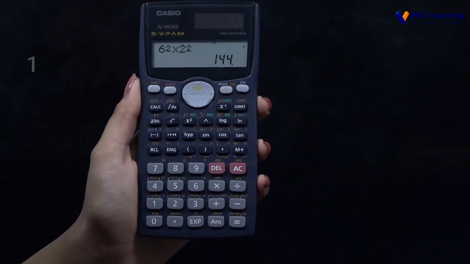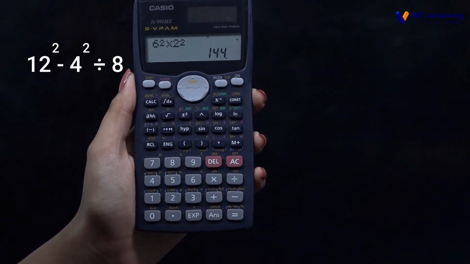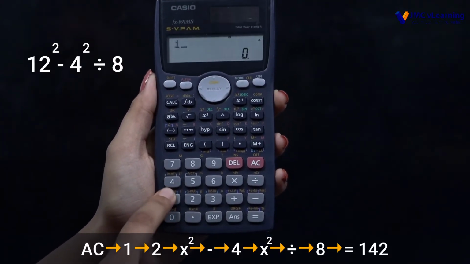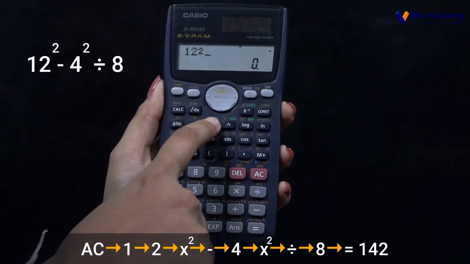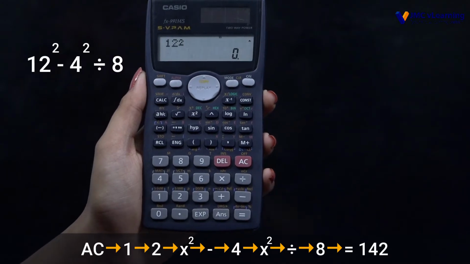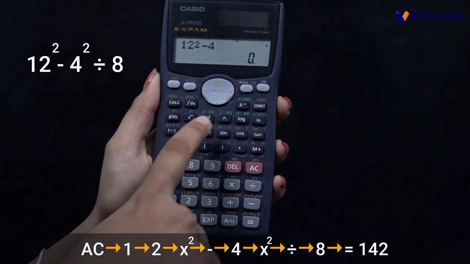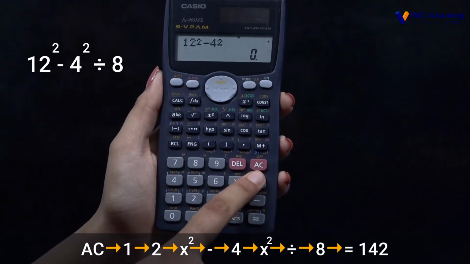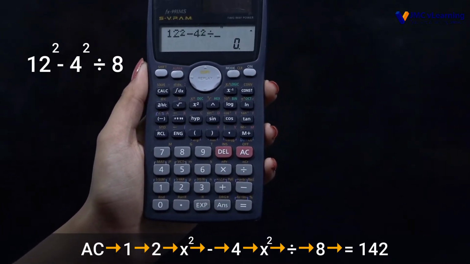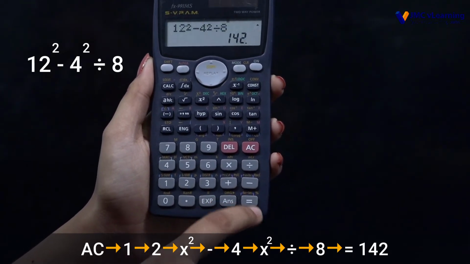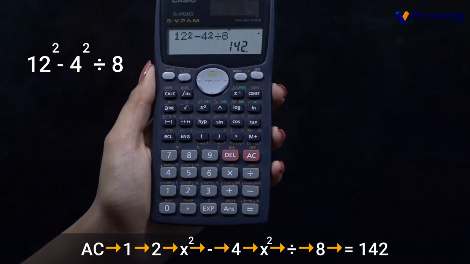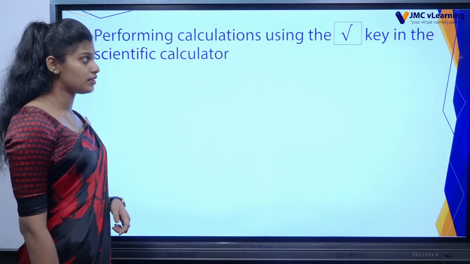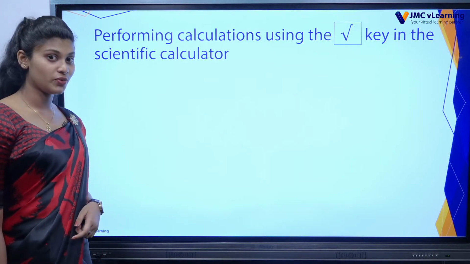The next example, 12 squared minus 4 squared divide 8. First press the AC on key, then 1, 2, then x squared. Now you can see 12 squared here. Subtract, then 4, x squared key. Here you can see 4 squared. Then you have to divide by 8, press the divide key, then 8, then the equal key, the result key. After pressing that, you can take the answer as 142.